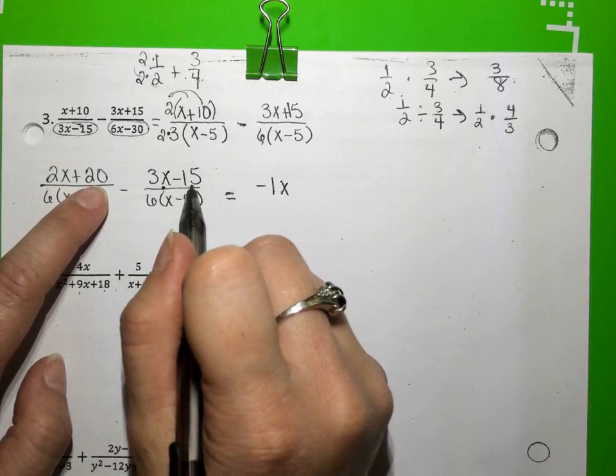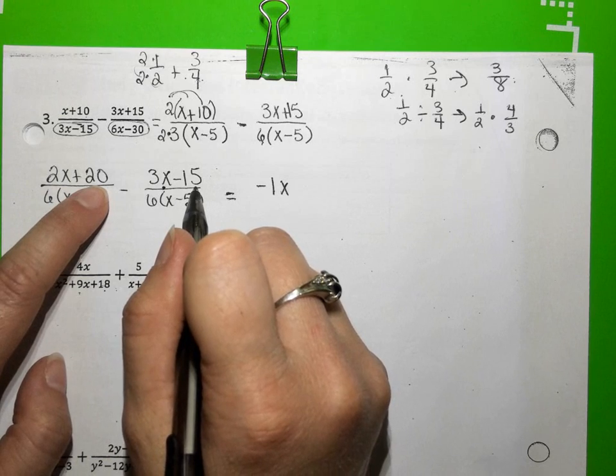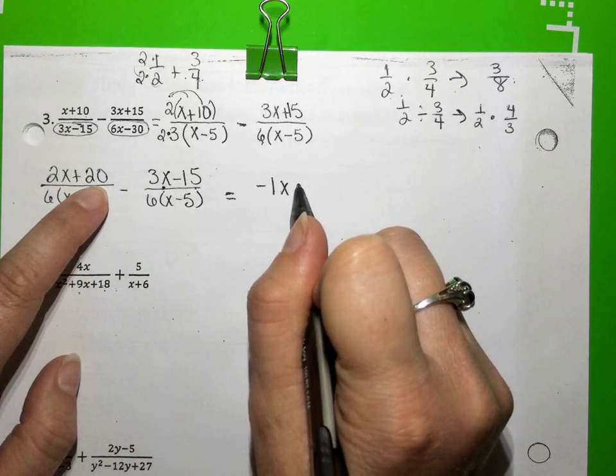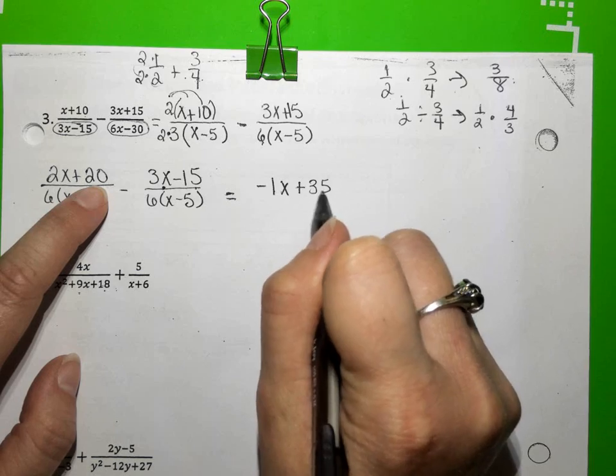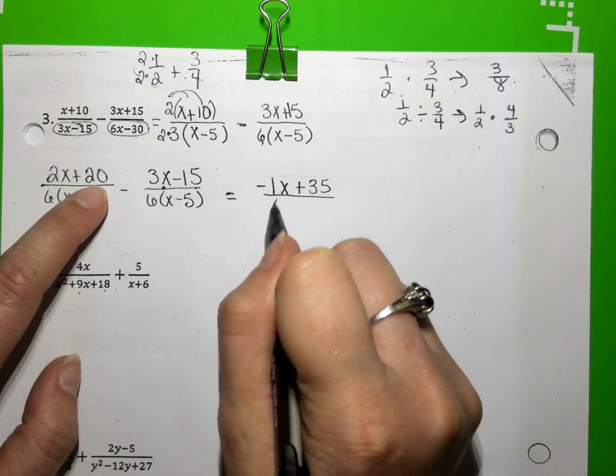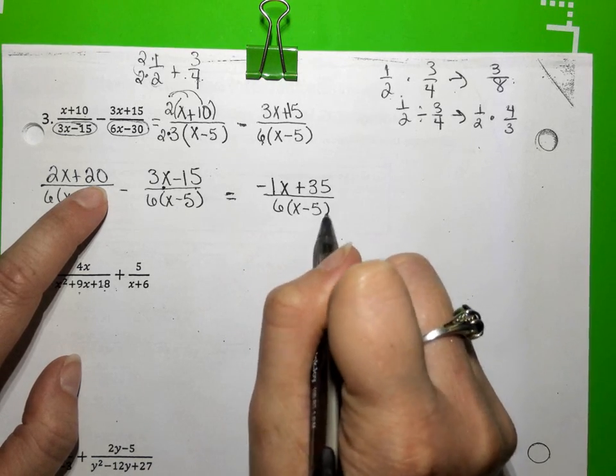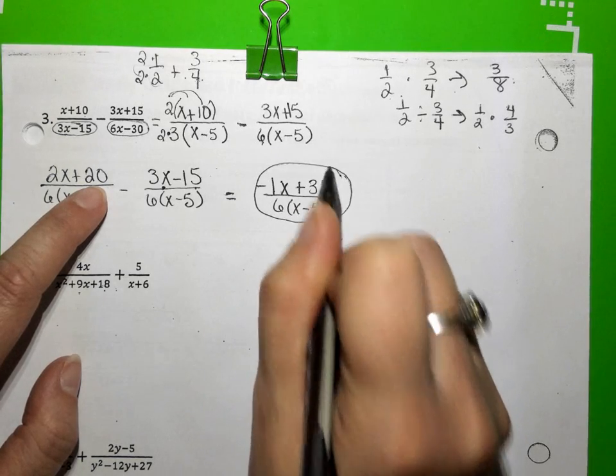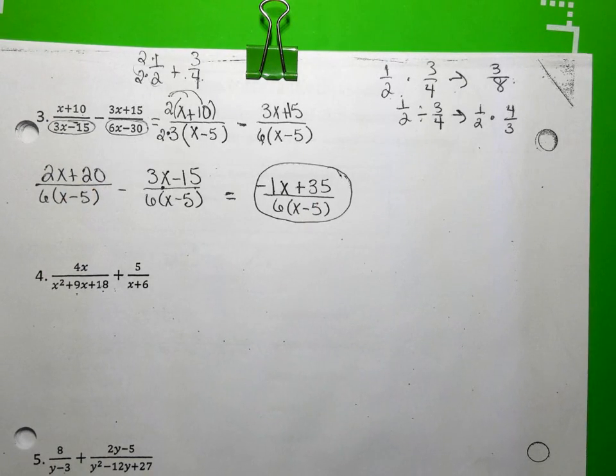Alright, now be careful here. 20 minus negative 15. How much is that? Positive or negative? Positive. Yep, 2 negatives make a positive. And then you just keep the denominator. Are y'all okay with that?